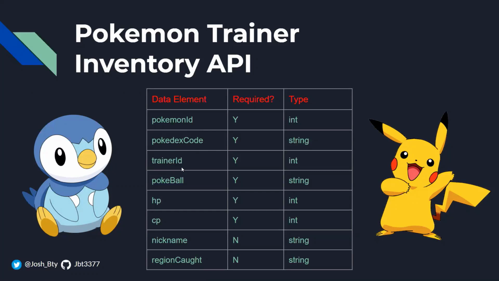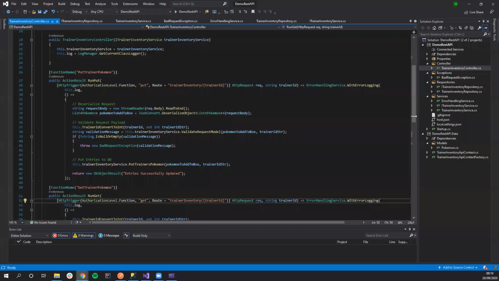Trainer ID, just to uniquely identify the trainer. The Pokeball that they reside in, so a Pokeball, a Master Ball, a Great Ball, HP and CP, obviously. Nickname, although it's not required, some Pokemon may have a nickname other than the default type. And also hiding behind that at the bottom is the region caught, which is also a string parameter that isn't necessary, but either way, it is there. So I will quickly show off some of the code that I want to touch on. The first one is the Azure Function, the Function App itself.